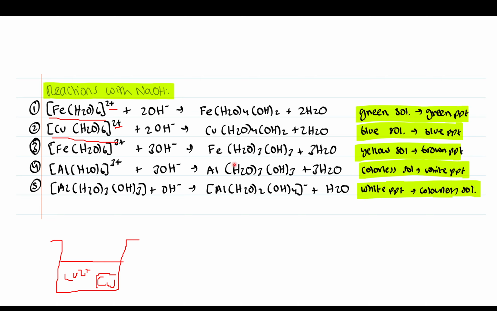An important one is number 5. The product that we form over here can actually re-dissolve in NaOH. It dissolves in excess NaOH, and it will form this colorless solution again because it has a negative charge. So it's going to form a solution, and that goes back to a colorless solution. You also form H2O because you started off with 3H2O and you add OH4 in here. Aluminium has to keep its octahedral shape, so H2O is also produced at the end. So these are all the ones you need to know for NaOH.